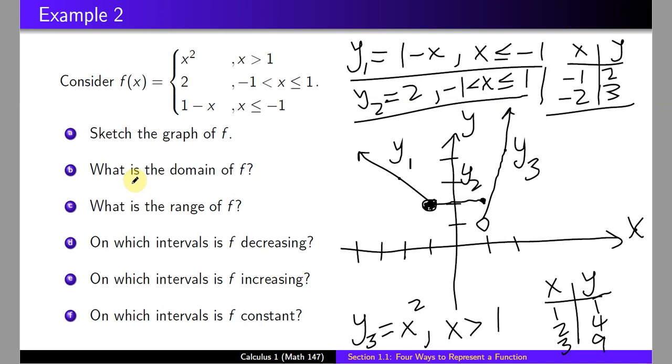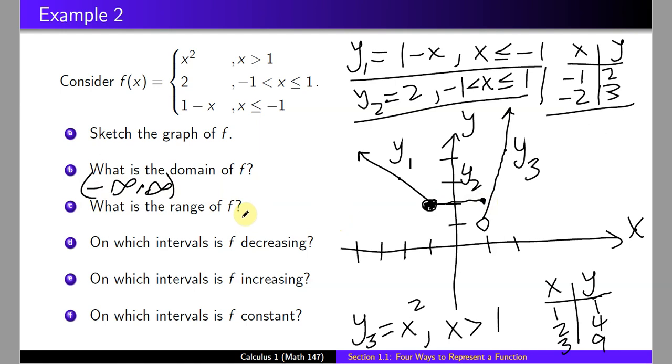Like, for example, what is the domain of f? The domain of f is all of the x values that you see on the graph. Well, if you go from left to right, just following along the graph, all x values are represented. You may say, well, what about this hole? Well, if you look above, there is an x value here at 1. So the domain is all x values from minus infinity to infinity. We're going to use interval notation for this.